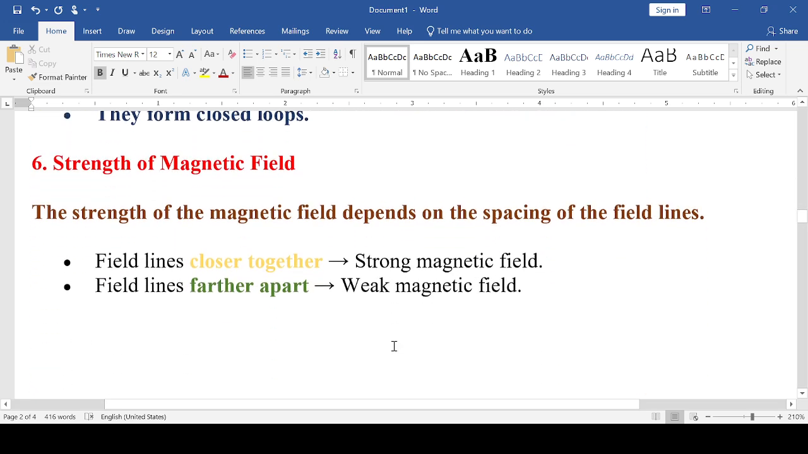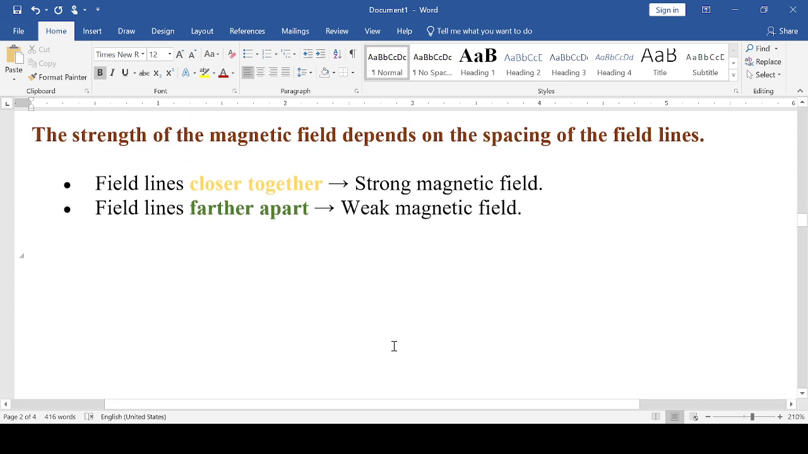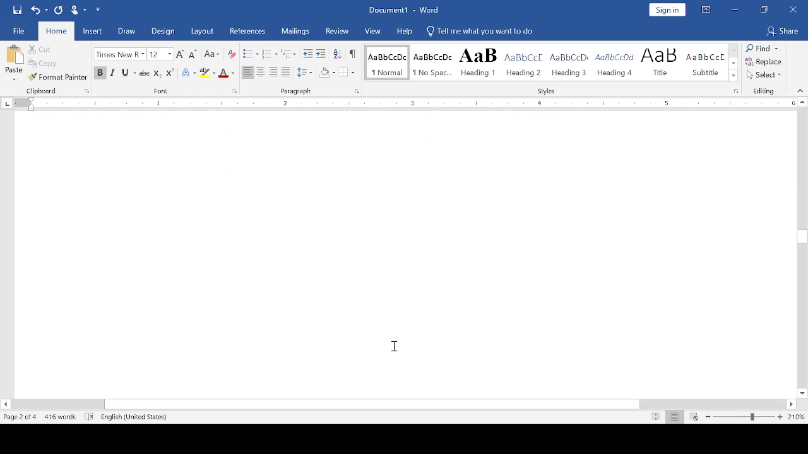The strength of a magnet. If you want to find out the strength of the magnet, it depends on the spacing of the field lines. If the field lines are close together, it is a strong magnetic field. If the field lines are farther apart, it is a weak magnetic field.